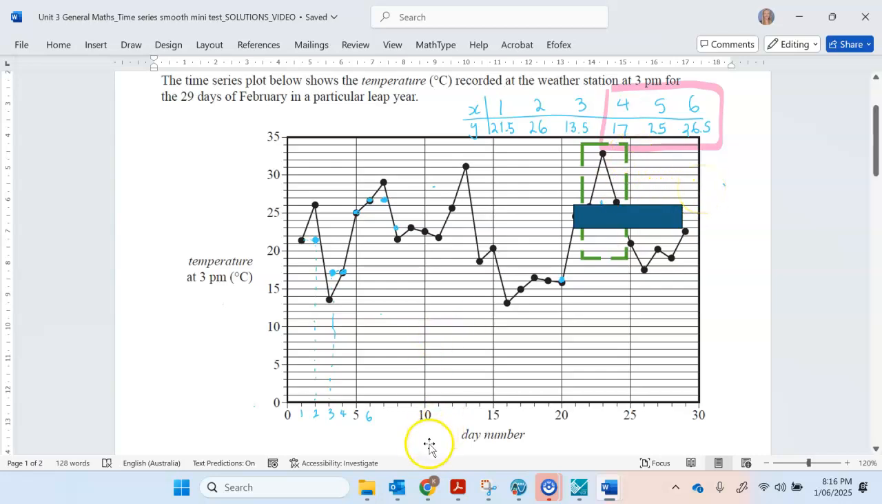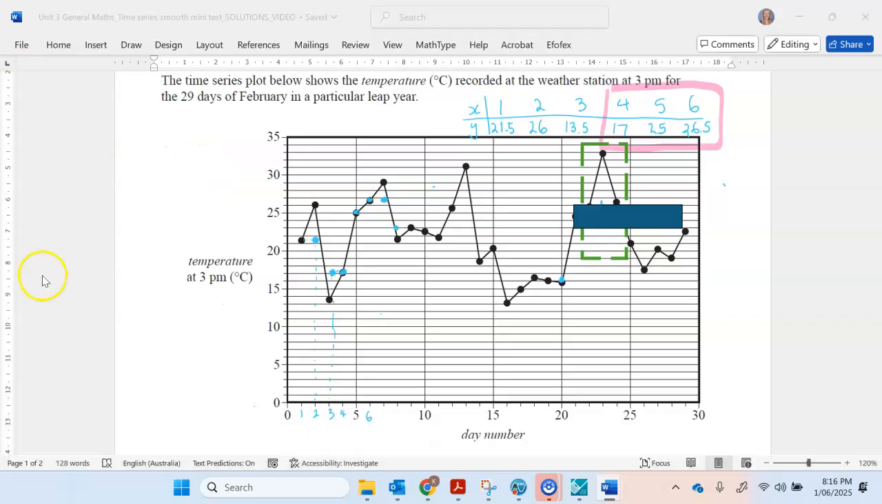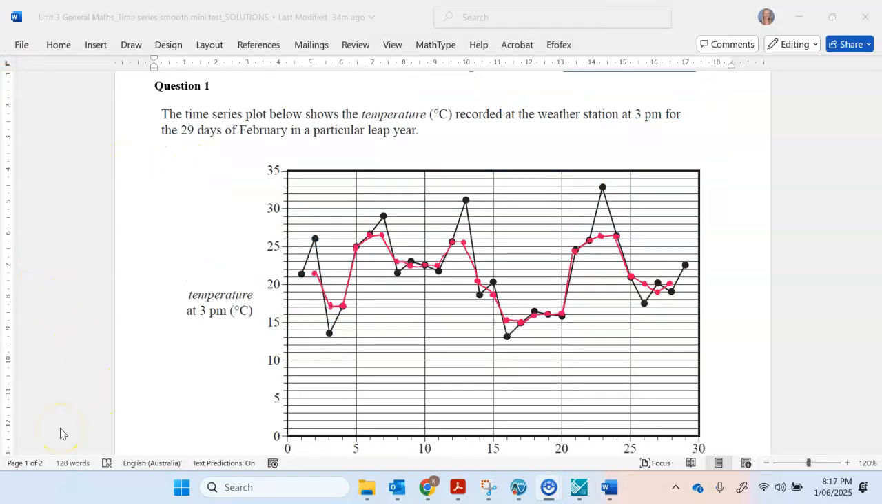All right, I'm just going to show you one that I did earlier. This is one I did earlier, just because it's going to take me forever if I spent the whole video just doing this smoothing. But you need to be able to smooth on a graph.